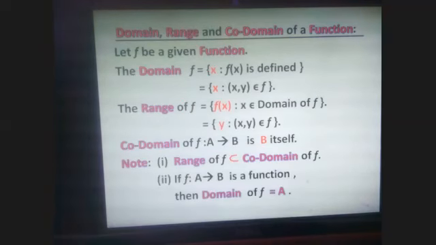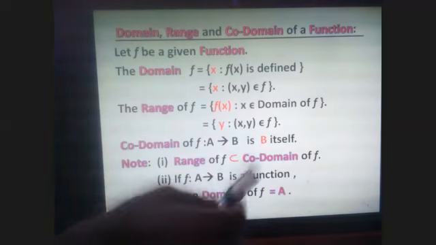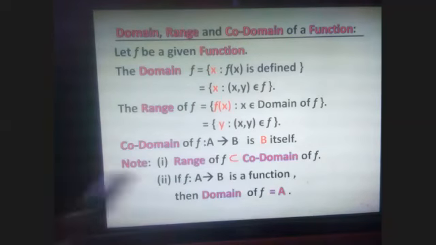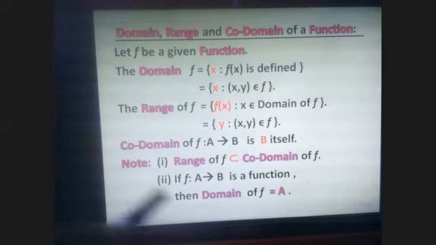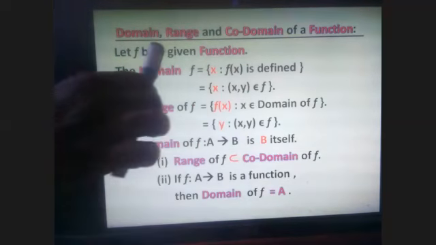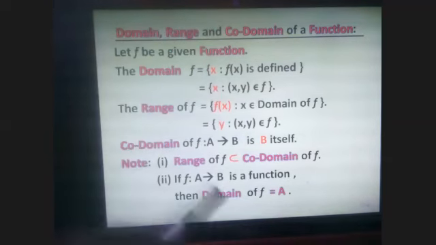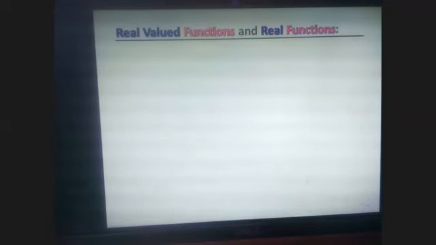One thing to note is that if f from A to B is a function, the domain has to be A. Because the first condition for a function is that every element in the set A must have an image in B. That means the domain itself. I have not said here "from A to B". If I say A to B, then no doubt A is the domain. So be careful: domain, range, and codomain.